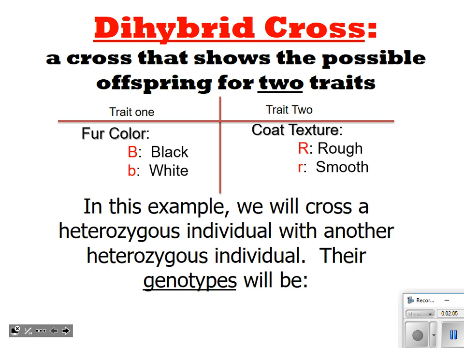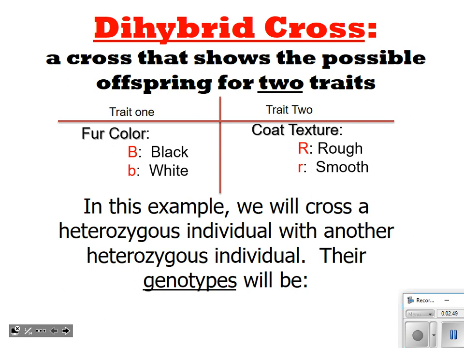In this example, we will cross a heterozygous individual with another heterozygous individual. I guess I should go back and say, the two traits. The first trait we're going to be dealing with is fur color. It is a black fur color being dominant, a white fur color being recessive. Trait number two is coat texture. A rough coat texture or a smooth coat texture. So dominant are black and rough. Recessive would be white and smooth.